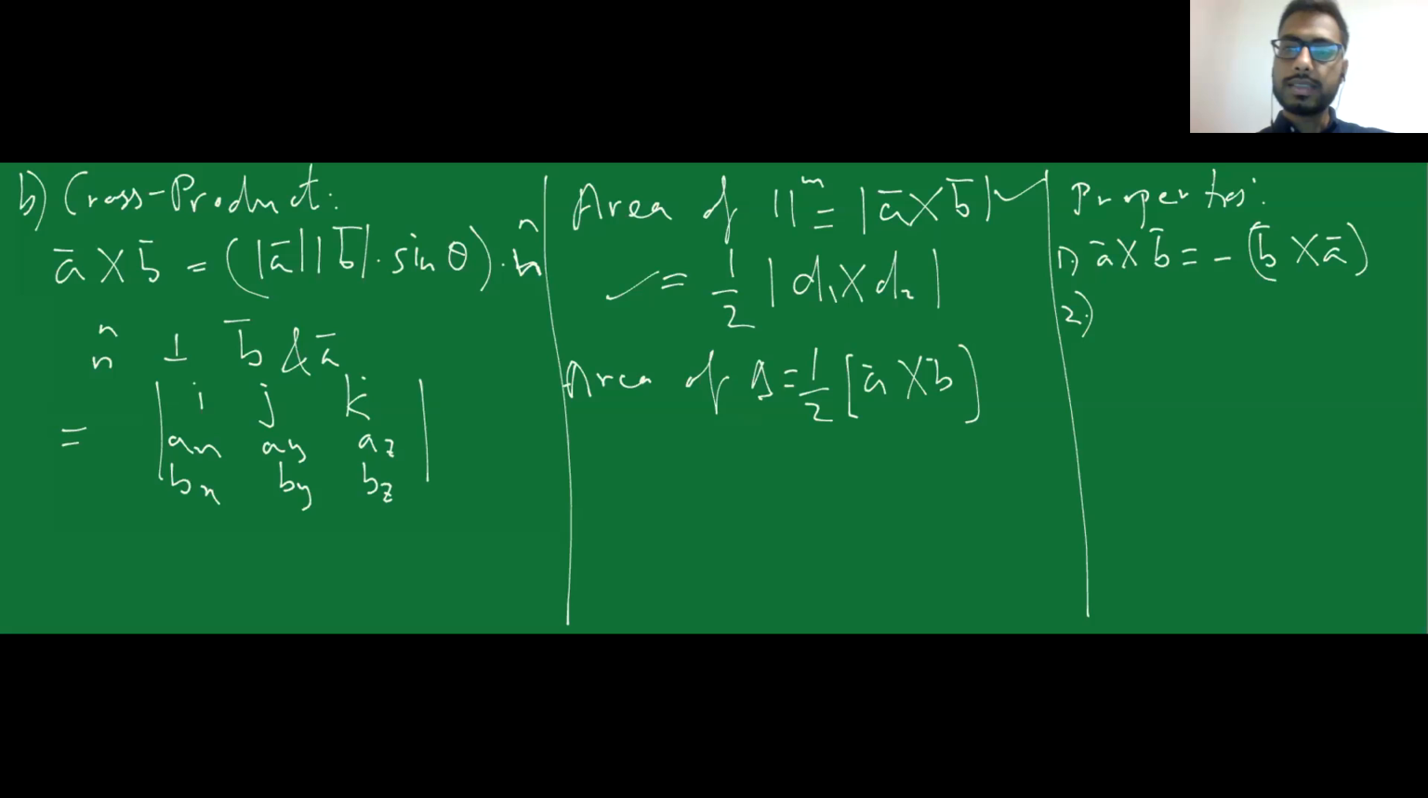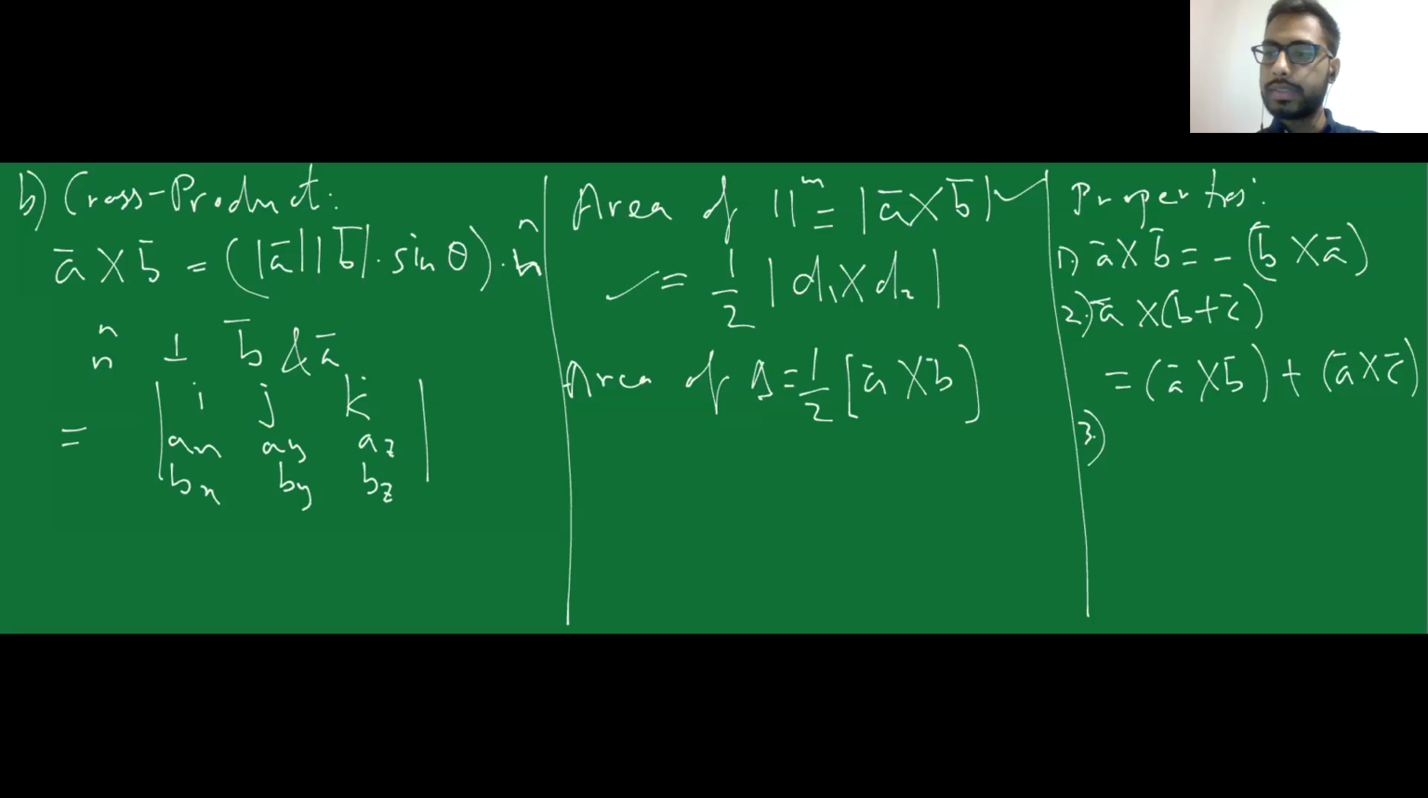The other properties are it is distributive in nature. Therefore, I can say that A cross, if it is B plus C in here, that is also equal to A cross B plus A cross C. It is also scalar-associative. So say suppose I have LA plus MB plus NC. What I can do is I can take out all the constant terms L, M and N and keep inside A plus B plus C.